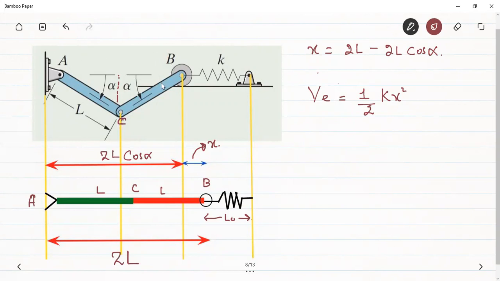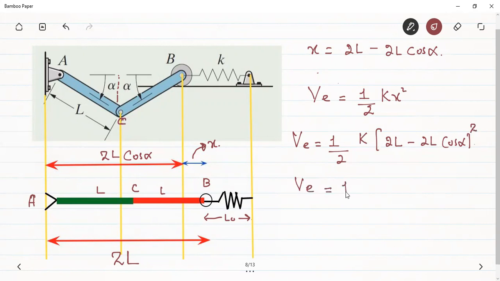Okay, when this alpha increases, the roller will shift towards the left. The distance between the points A and B will decrease, because B is coming closer to A, and the decrease in the distance between A and B will give us the stretch in the spring. So one can write the elastic potential energy to be equal to 1 by 2 K, where the extension is given by 2L minus 2L cos alpha. Rather, we have a square as well.